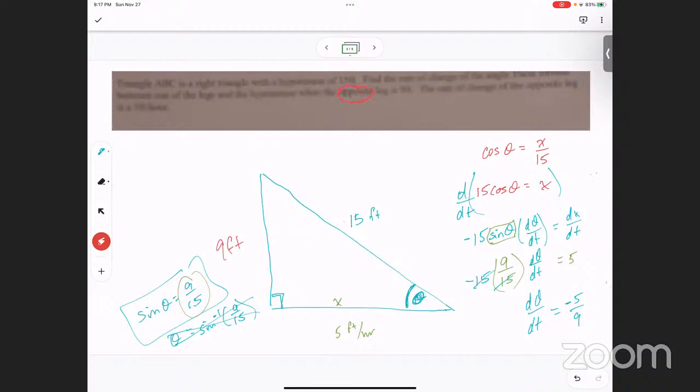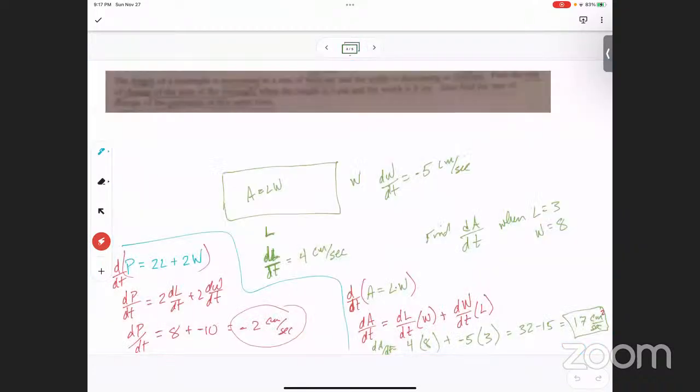Think of this as just saying the other leg is 9 feet. That's like them saying, find the rate of change of the area when the length is 3 and the width is 8. Because remember, this is changing all the time. The length and the width are changing at a rate of 4 centimeters per second and -5 centimeters per second. So this length is getting bigger and the width is getting smaller all the time at this rate.